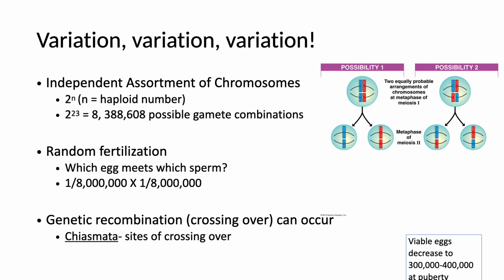And that's not counting any variation that's due to crossing over. So this is really an incredible amount of variation. So the same two organisms can produce really, really different offspring that have different combinations of genes.